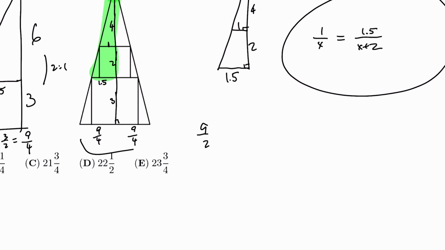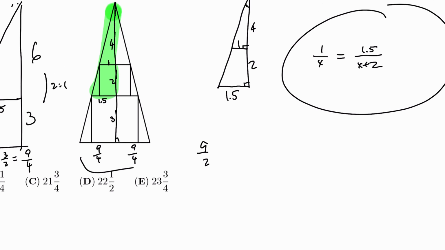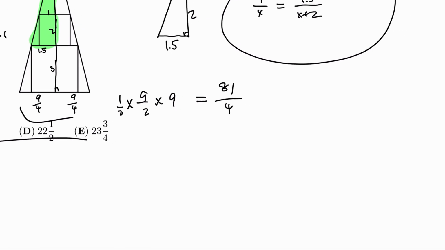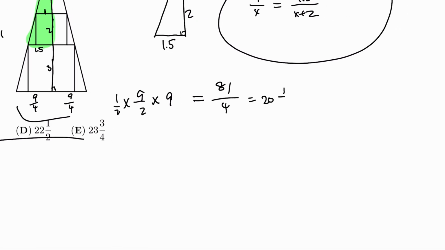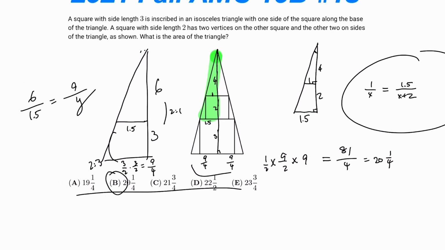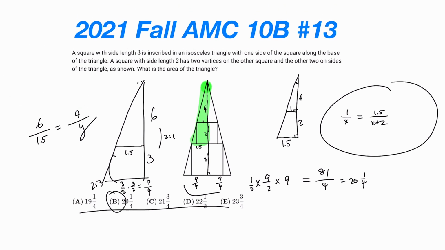To calculate the area of the triangle, we do 1/2 base times height. The height is 4 plus 3 plus 2, which adds up to 9. So we get 81 over 4. It asks us to convert it to one of the answer choices. Sure, 81 over 4 is equal to 20 and 1/4, which is our answer choice B. And that will be it for number 13.